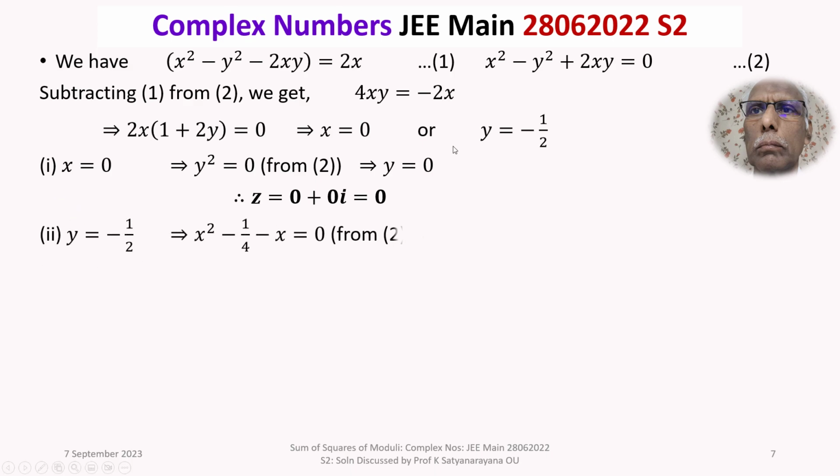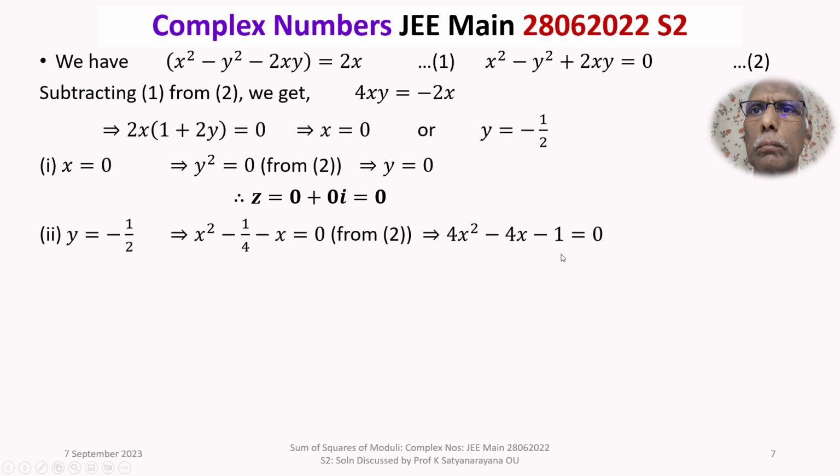Case 2. Let y equal minus 1 by 2. Take this one and substitute it in the second equation. Then you will get x square minus y square, that means minus 1 by 4, and plus 2xy, where 2y is minus 1, so it will be minus x, is equal to 0.